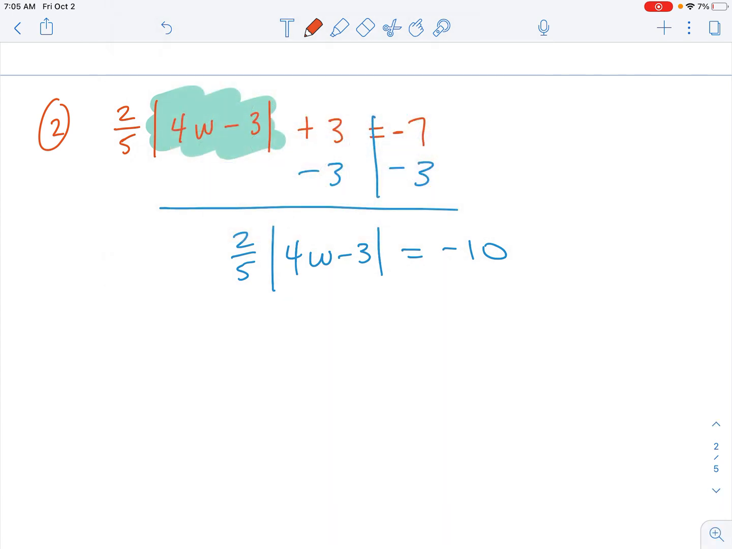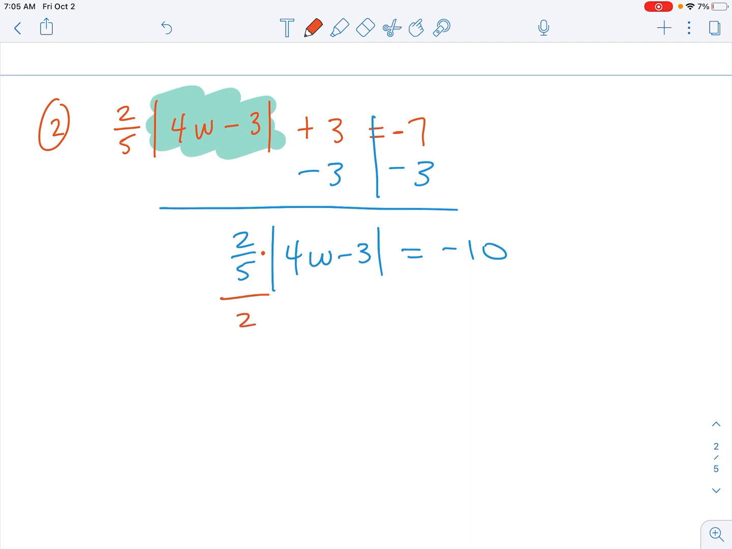Now, before you get in too big of a hurry, you need to remind yourself, what is the operation that is between 2/5 and the absolute value bar? This operation is multiplication. When there's not an operation showing, it's multiplication.